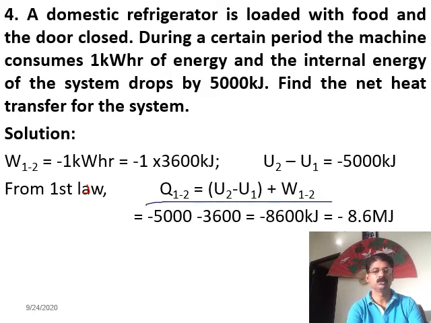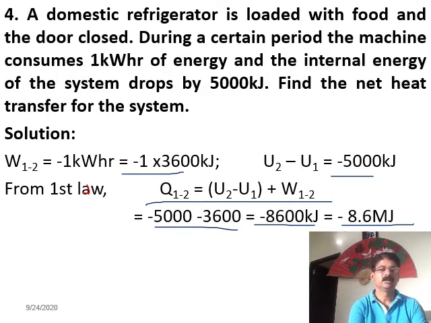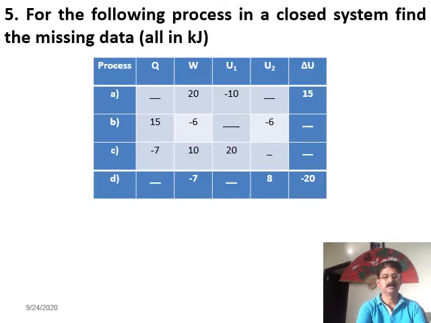So Q122 you have to calculate. U2 minus U1 is minus 5000 and W122 is minus 3600. So just substitute, and you will get minus 8600 kilojoules or minus 8.6 megajoules. So this is the net heat transfer for the system. That means so much heat is removed from the system because it is minus. The negative sign indicates heat removal. Okay, now let us go to the next problem.